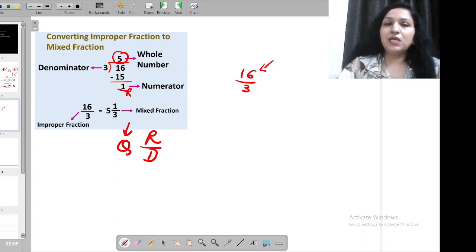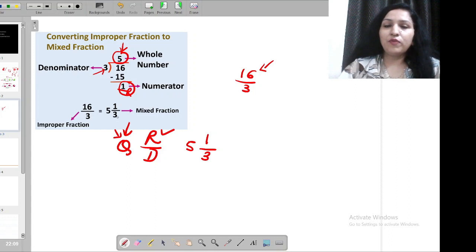After dividing 16 by 3, my answer is 5. So 5 will come to the side in place of the quotient. R is the remainder. Whatever is left out has to go up. 1 is left out, so it will go up. D stands for divisor. What number was I dividing by? I was dividing by 3. So 3 is your denominator. So 16 upon 3 can be written as 5 whole 1 upon 3.